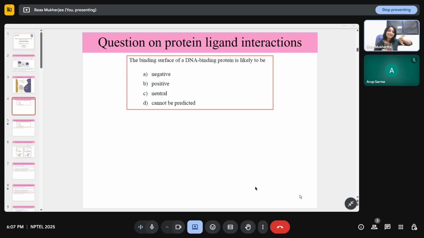And when regions in the transcription factor bind to the minor groove in DNA, the minor groove is very narrow. It is very difficult for regions in the protein to enter into the minor groove.